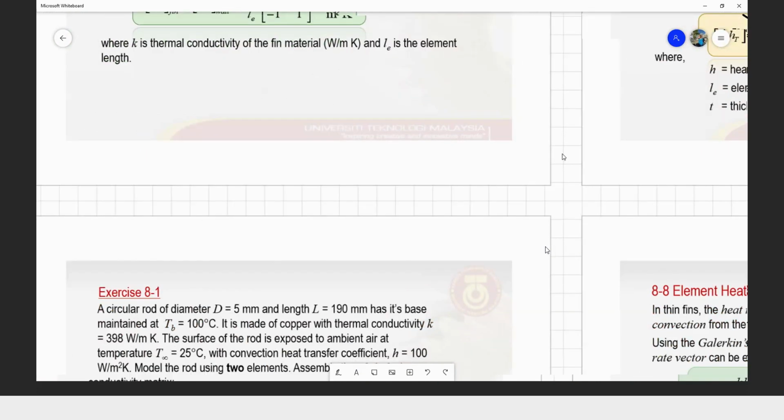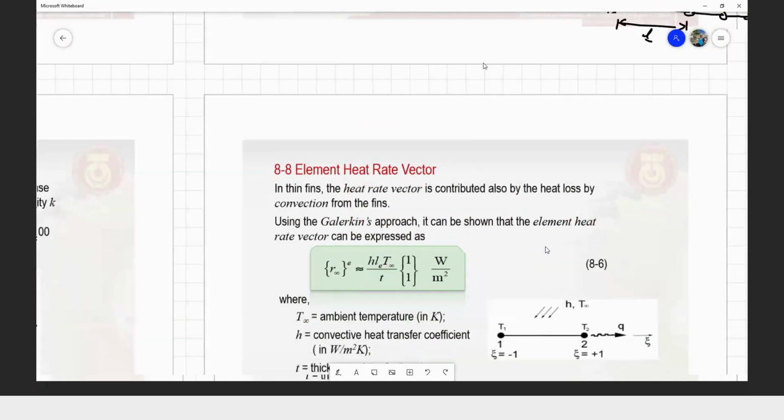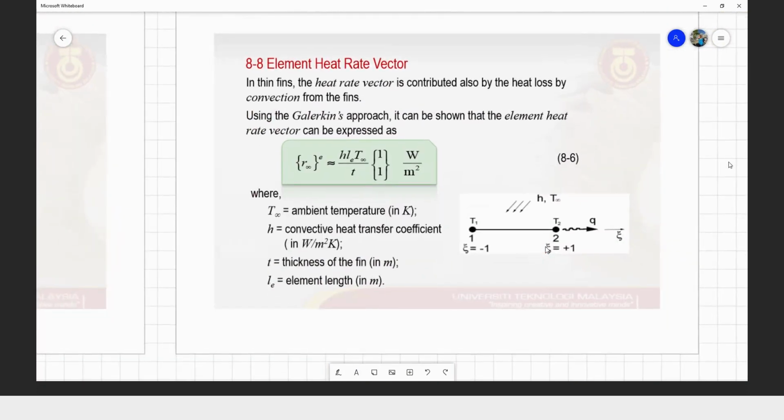So now we are here. In thin film, the heat rate vector is also contributed by the heat loss by convection from the fin. So using the Galerkin approach, we have the potential energy approach and the Galerkin approach. So for the heat rate vector, as we have in this slide.